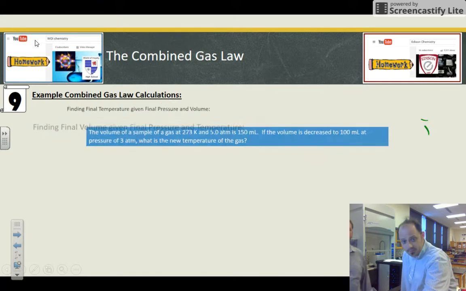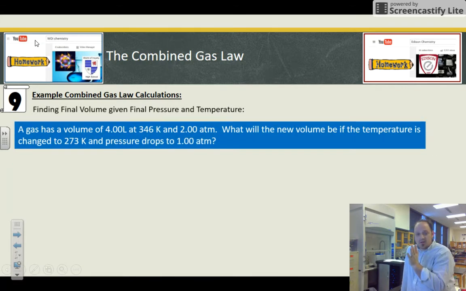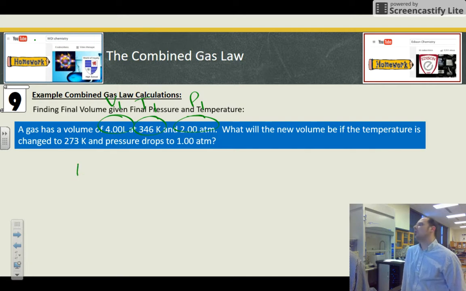We'll do another example. You've got a calculator? Use your phone, I don't care. So finding final volume, same exact process. P1 V1 over T1 equals P2 V2 over T2. Can I put those right in? Yep. So it's P1 V1 over T1, so it's 4 times 2 divided by 346.